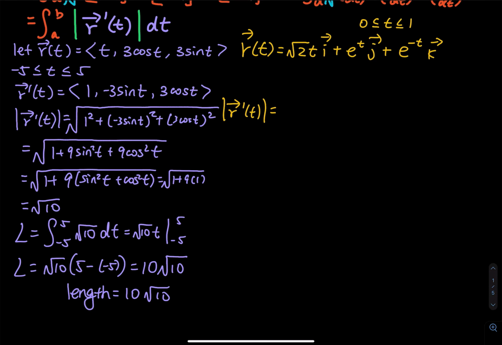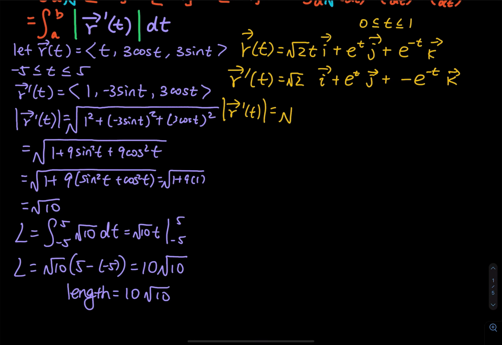Right, so for the second problem, this time we have i, j, and k, same thing. The first step is you take the derivative. You have vector r prime of t. The derivative of root 2 times t is equal to square root of 2. This is i, and then e to the t is e to the t, and then you have j, and then this will be e to the -t. By chain rule, the derivative of -t is equal to -1, and then you have your k. And then for the magnitude, you take the big square root, and then you square every individual component.